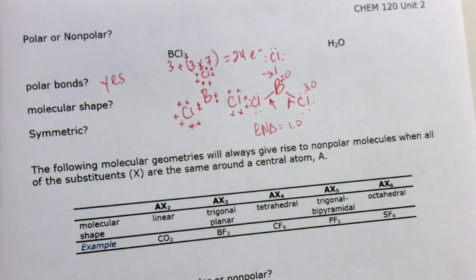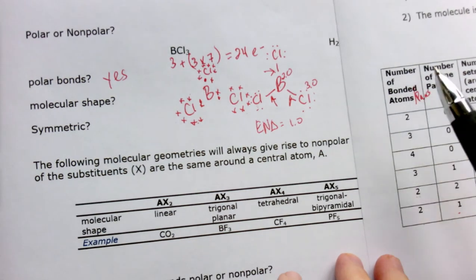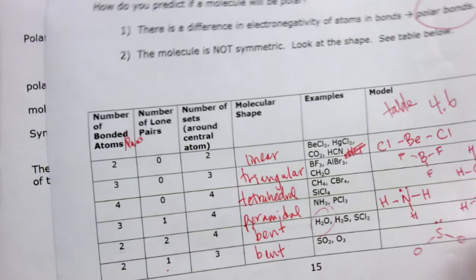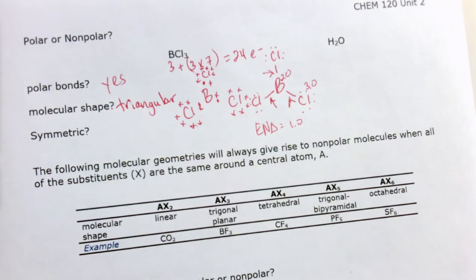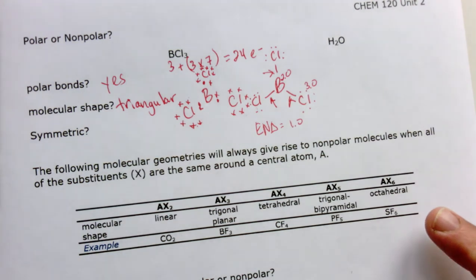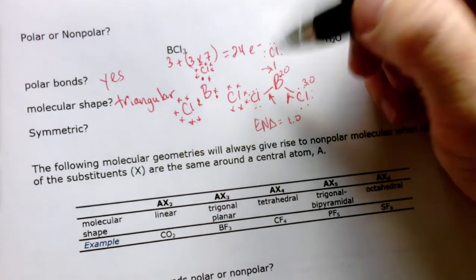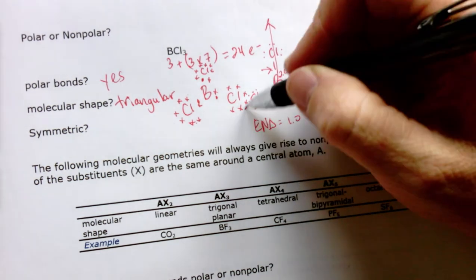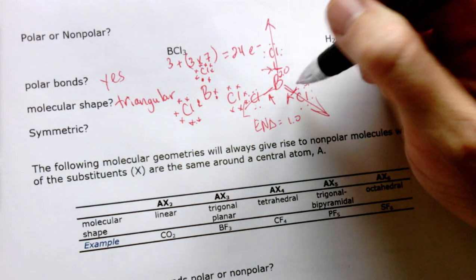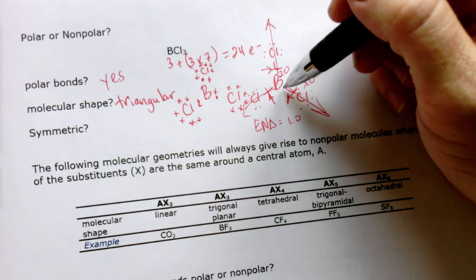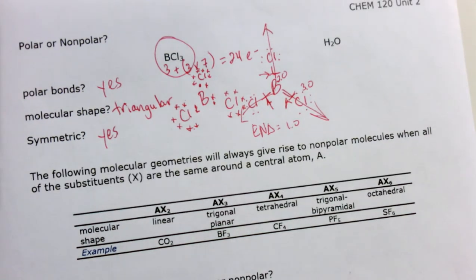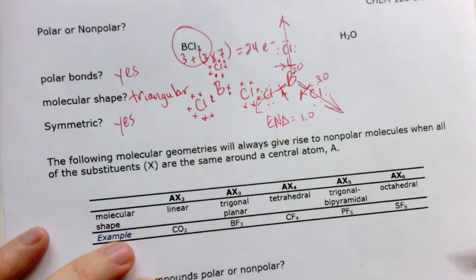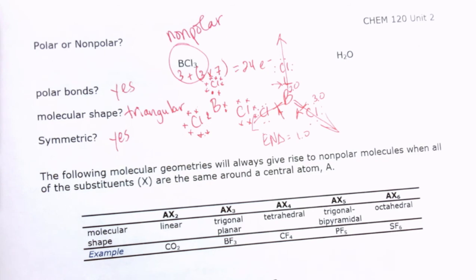For BCl3, the molecular shape, we're going to have 3 bonded atoms and 0 lone pairs. So that's going to be 3, 0, trigonal, or triangular, sorry. Is it symmetrical? What that is asking is, are these ropes canceling each other out? Think about vectors. In this case, since they're all the same bonds and they're pulling the same, it is symmetrical. So because it's symmetrical, this is nonpolar. Okay.